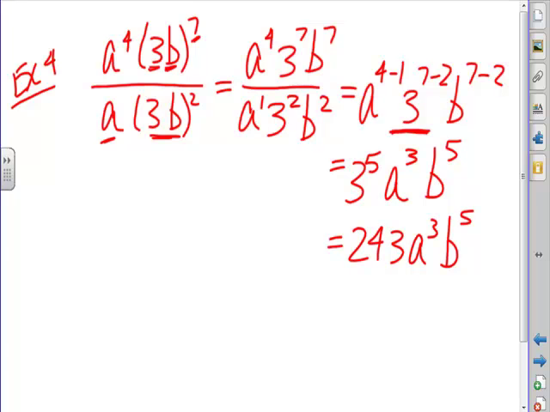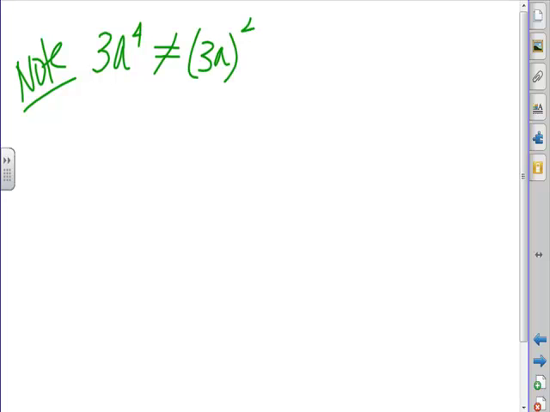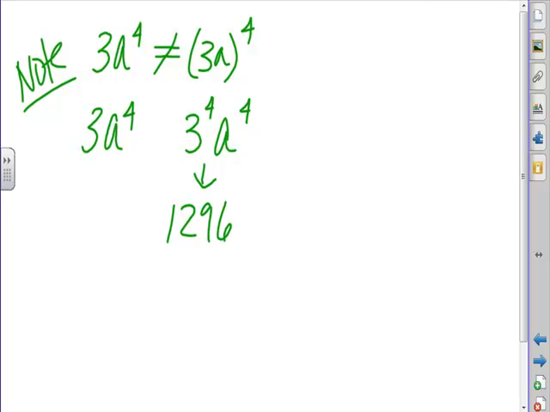Okay, comment on just a couple places where sometimes there's trouble. So note, something like 3a to the 4th is not the same as 3a in parentheses to the 4th. Because this is just plain old 3a to the 4th however you look at it. And if you remember, this is 3 to the 4th a to the 4th. So in the end, this is 3 to the 4th, which I believe is 1296, a to the 4th. Not the same. Yes, the a to the 4ths are the same, but the coefficient is not. So be careful with something like that.